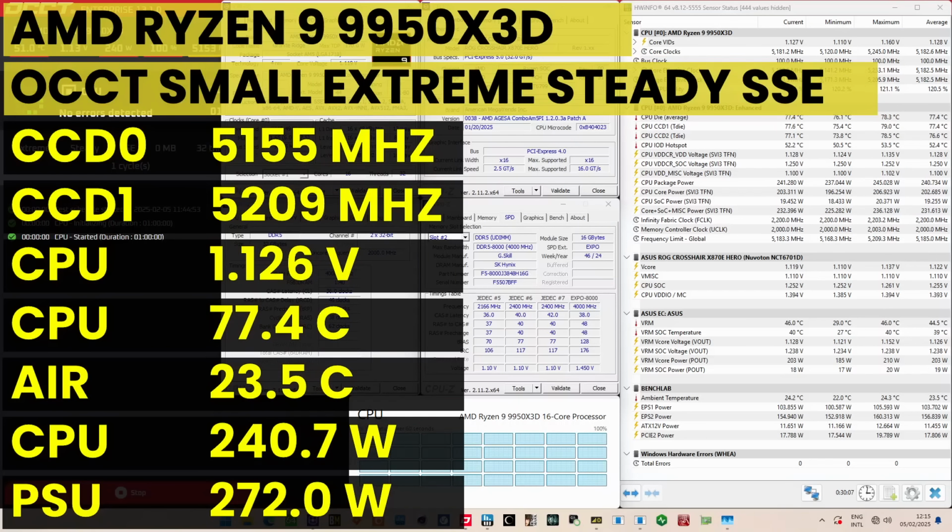When running the OCCT CPU SSE stability test, the average CPU CCD0 effective clock is 5155 MHz, and CCD1 effective clock is 5209 MHz with 1.126 volts. The average CPU temperature is 77.4 degrees Celsius. The average CPU package power is 240.7 watts.